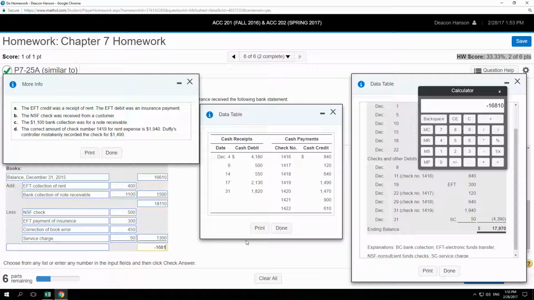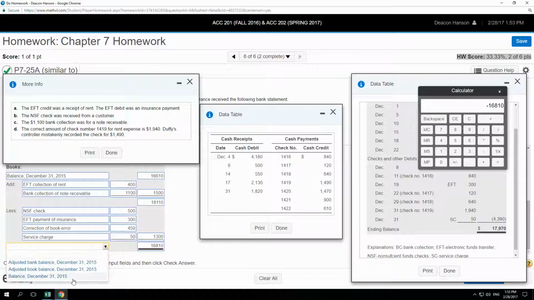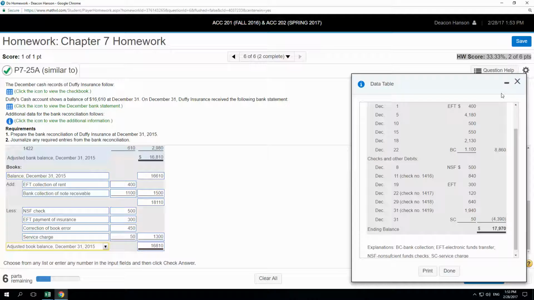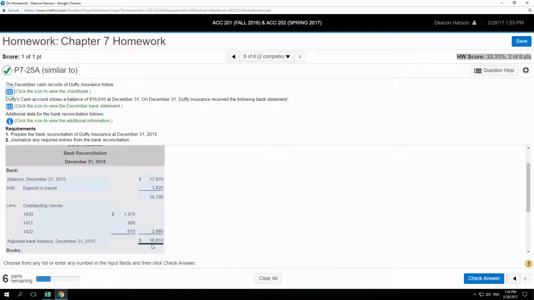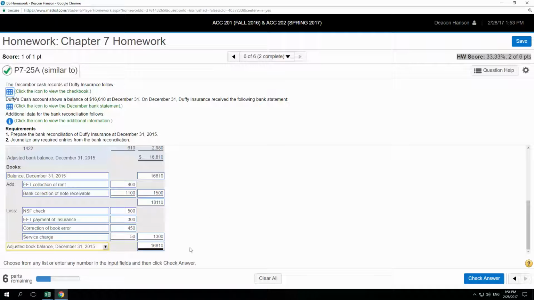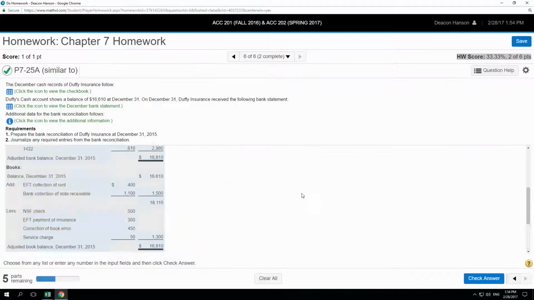And before you submit this, it's stuck. I've got to get that negative sign off of there. Sorry about that. Okay, there you go. Make sure you label it. This is our adjusted book balance. And then the other thing you want to do is make sure it matches. So if you look up here, we reconcile down to 16,810, and for the book side, we reconcile down to 16,810. So it's in balance.